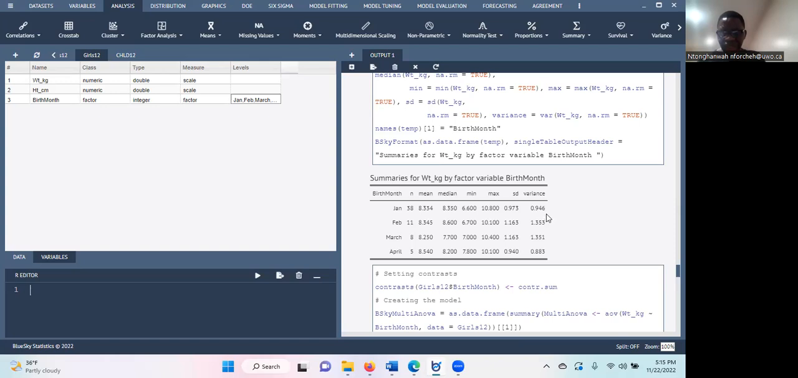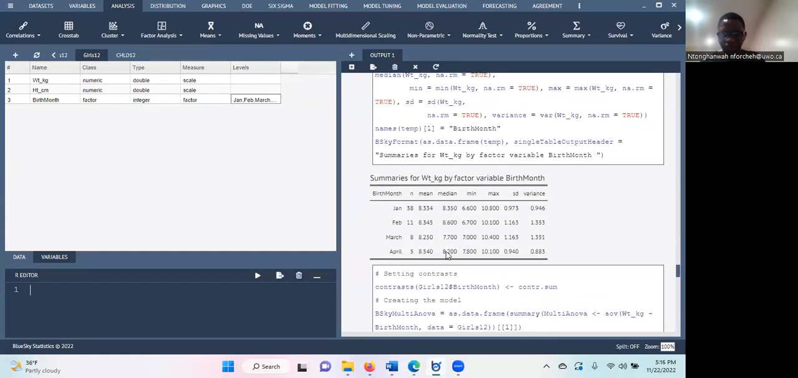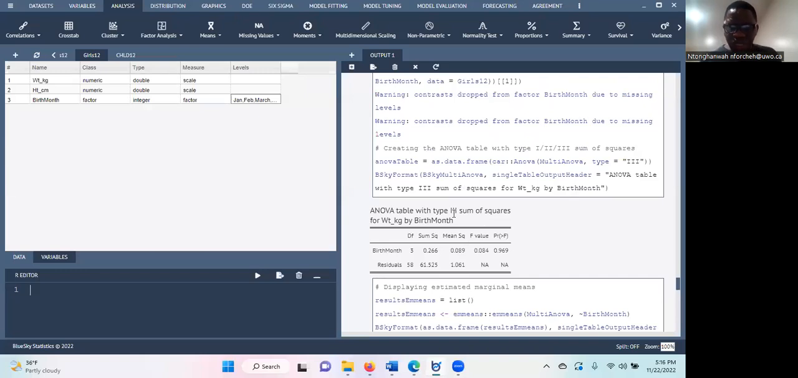What about the standard errors? These are standard deviations. Remember, variance is standard deviation squared. So this number here, 0.946, is 0.973 squared. Yes, so these are standard deviations. So based on these values, don't expect to see any result telling that the weight differs by month. That's just based on what we are seeing. But does the statistical test confirm that or give us something contradictory?